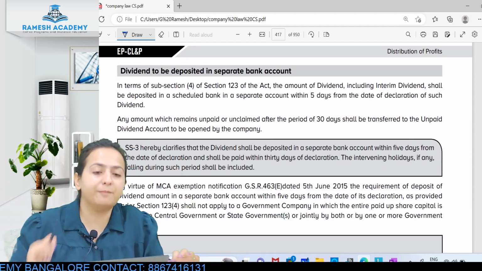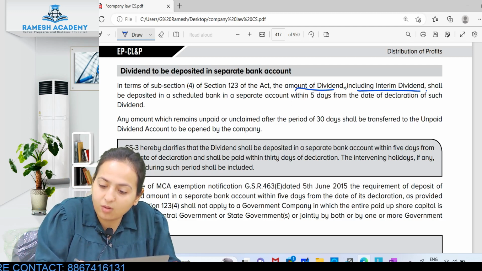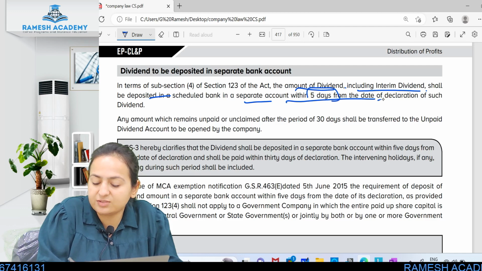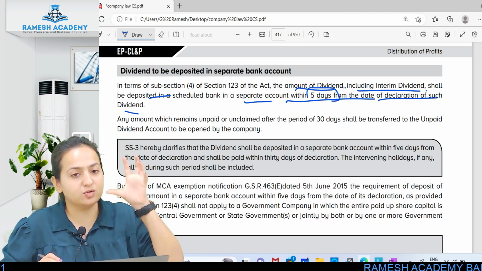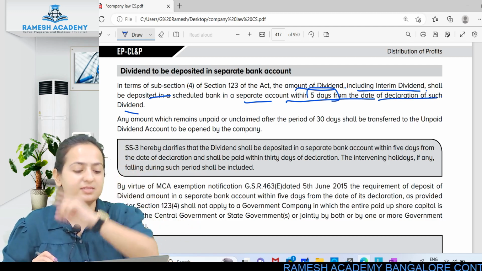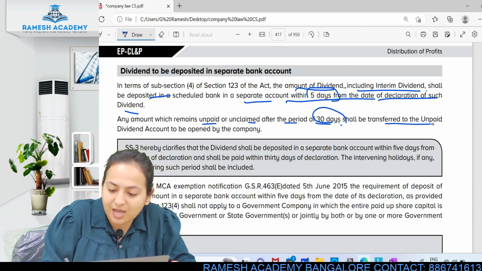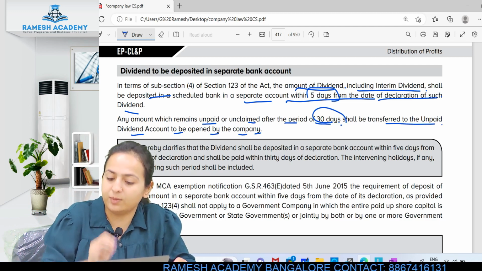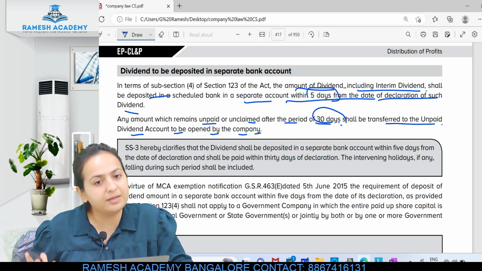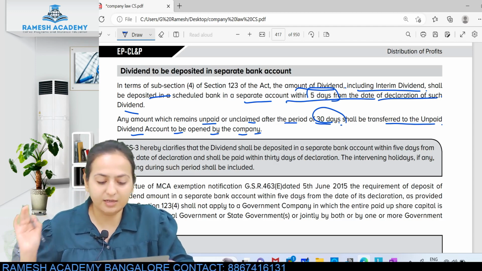Then, dividend to be deposited in a different bank account. Including the interim dividend, all dividends shall be deposited in a scheduled bank in a separate account within 5 days from the date of declaration of such dividend. So, within 5 days of declaration by the BOD, you will deposit the dividend in a separate account. Any amount which remains unpaid or unclaimed after 30 days shall be transferred to the unpaid dividend account to be opened by the company. For example, if the company didn't pay the amount, then after 30 days it will be transferred to the unpaid dividend account.